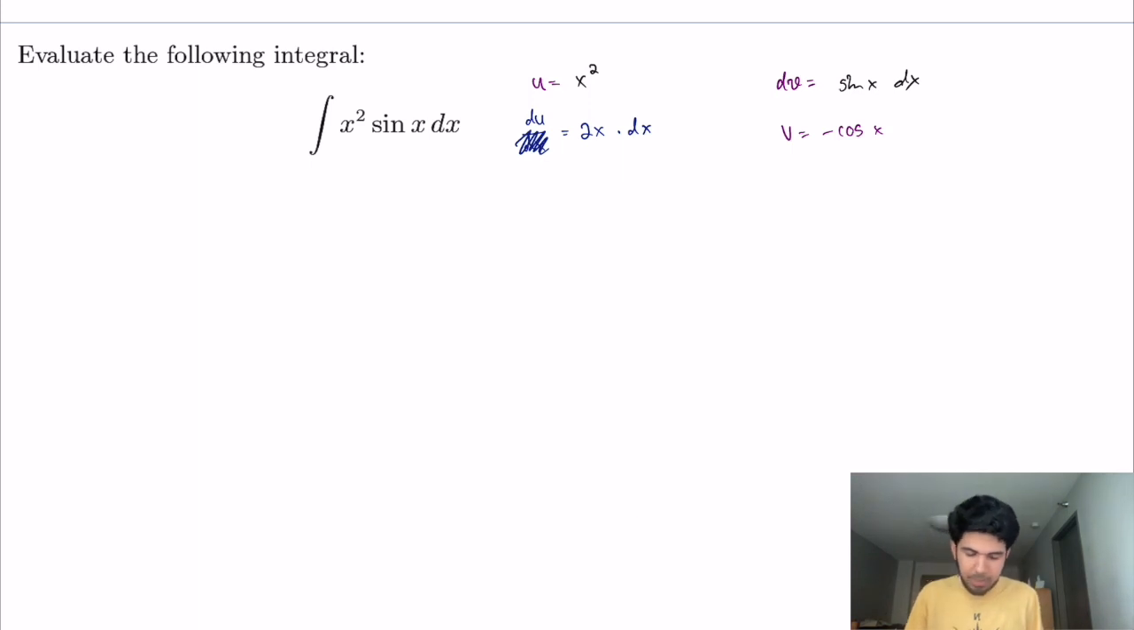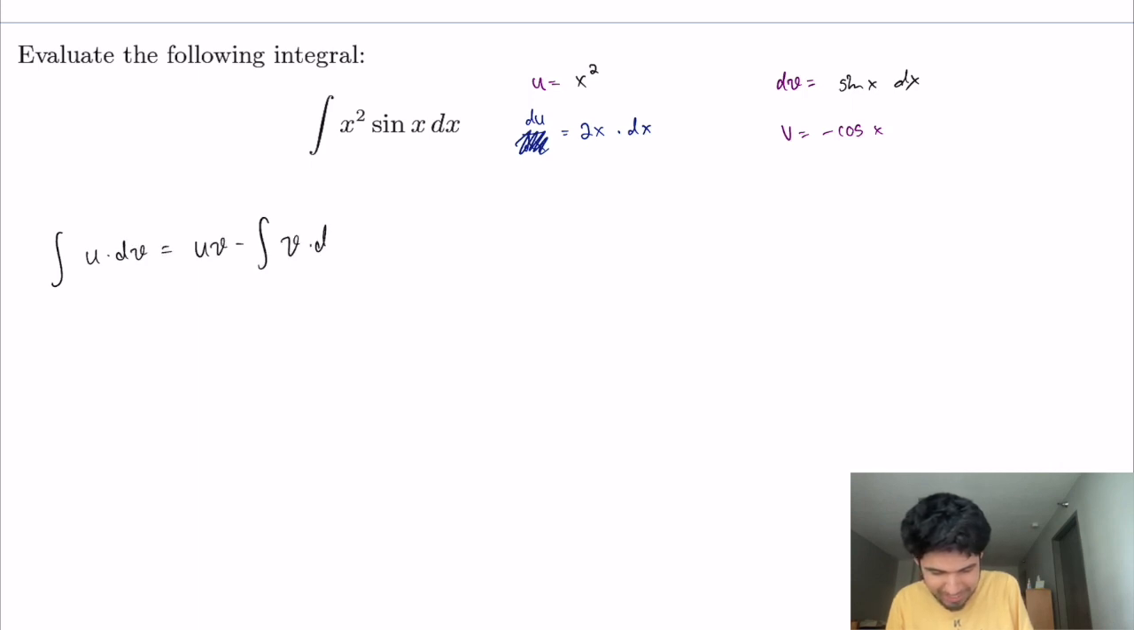Simple as that. And we turn to our formula. Say it with me. The integral of u times dv equals uv minus integral v du. I'm so afraid I'm going to mess this up and everyone's going to laugh at me. But not today. Okay. So this evaluates to what?